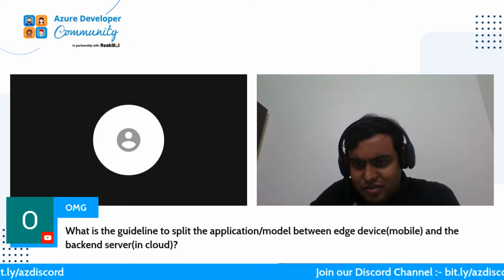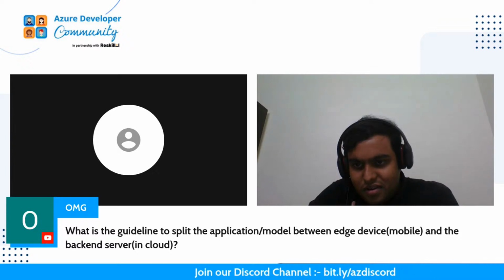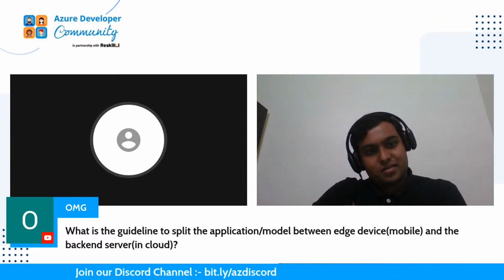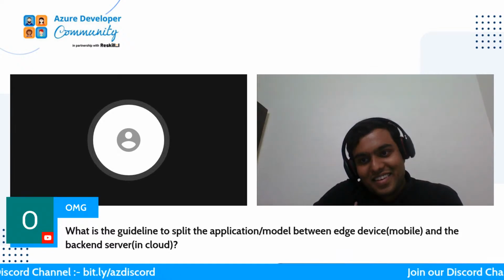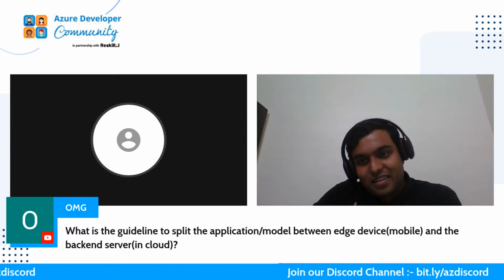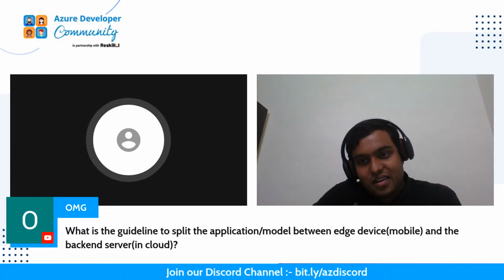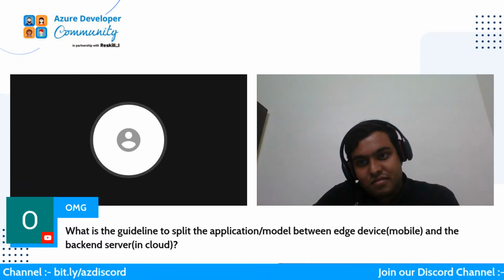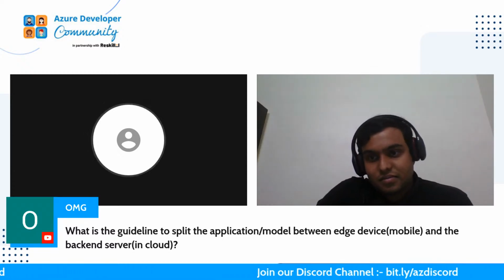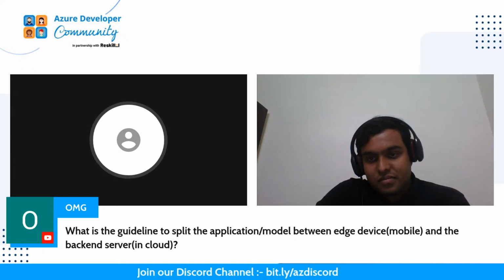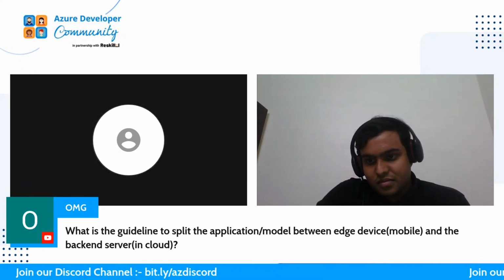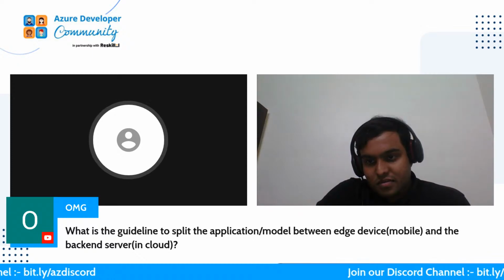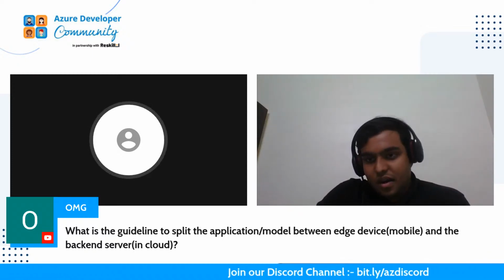The next question: the guidelines to split the application model between the edge device, mobile, and the backend service in cloud. Knowing my background and the areas that I covered, this is probably not the best question for me, and I'll be very transparent with you. The best thing is I'll have Vishwas talk about it, or you're welcome to join us next week. I'd love to see all of you at GTC. And we can always have a follow-up discussion with one of our solution architects and dive deeper with, for instance, Omniverse or Jetson. That's always a possibility.